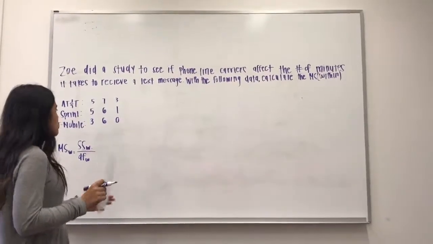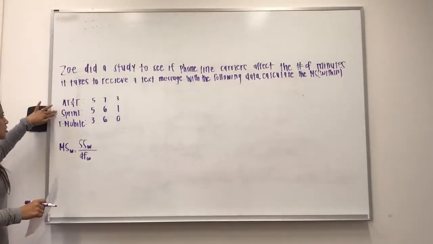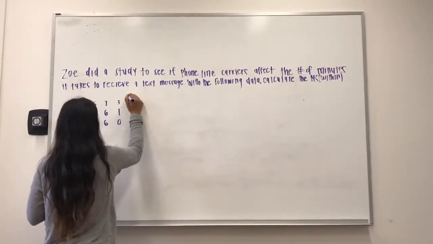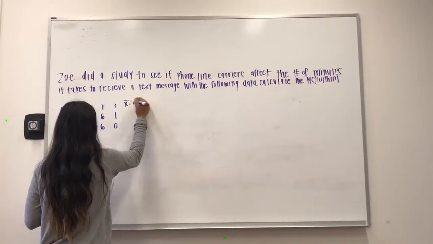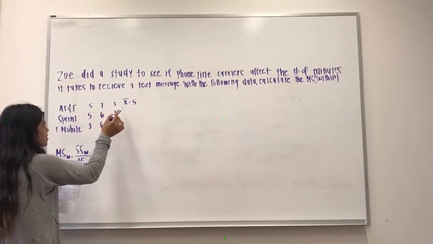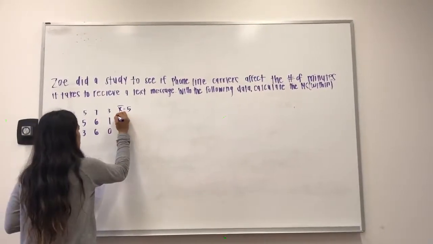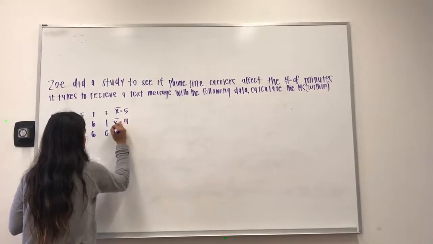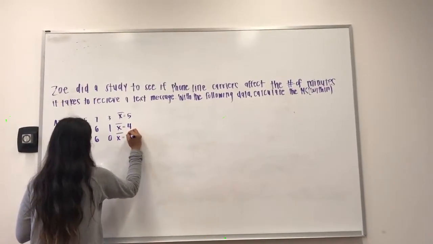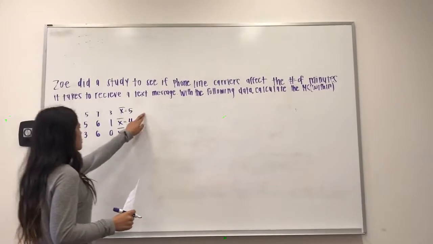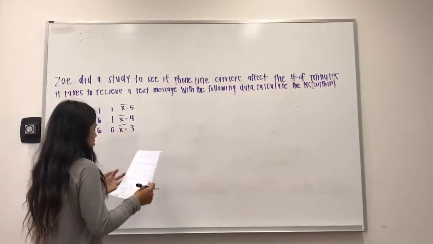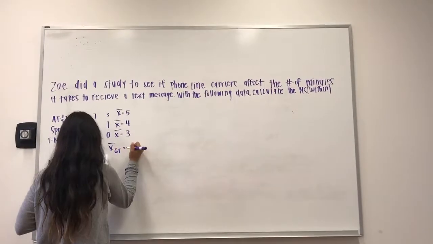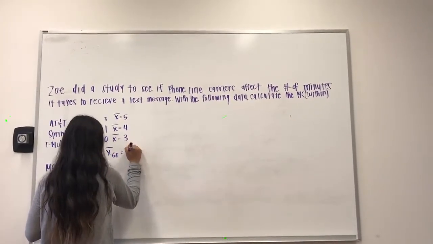So the first step is to just find the mean of each individual group. For this one, the mean equals 5, because 5 plus 7 is 12 plus 3 is 15, divided by 3 is 5. And then the mean for this one is 4. And the mean for this one is 3. After this, you find the grand total mean of these three means. So the grand total mean, x grand total, equals 4.